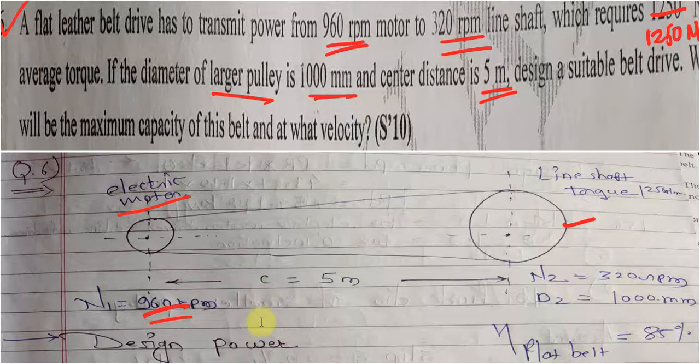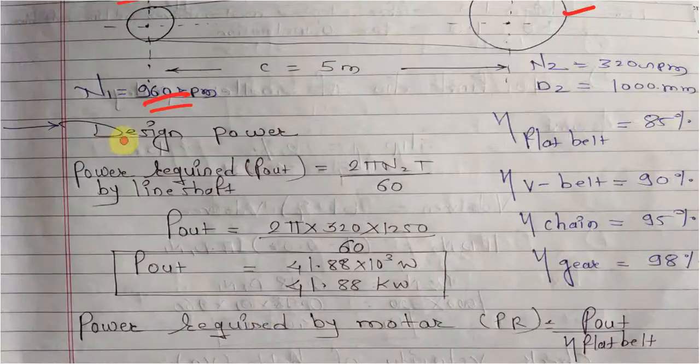Now design power. Power required P out is given by the line shaft: P out equals 2 pi n T divided by 60. We first find P out. P out is equal to 2 pi multiplied by 320 multiplied by 1250 divided by 60. P out equals 41.88 into 10 raised to the power 3 watt, and converting to kilowatt, the 10 raised to the power 3 cancels.